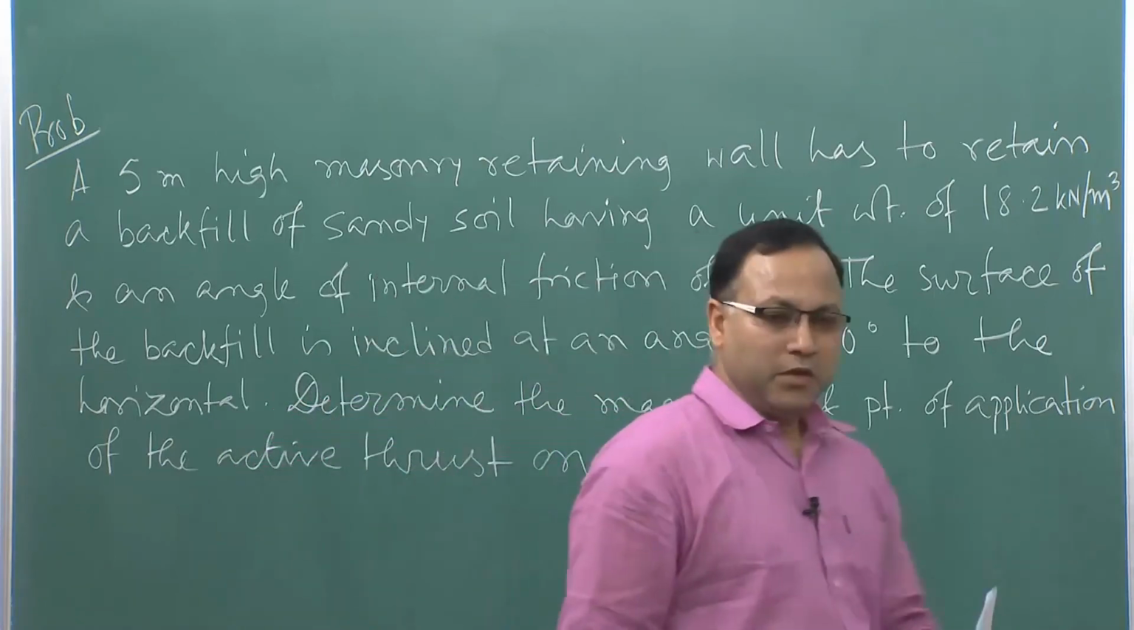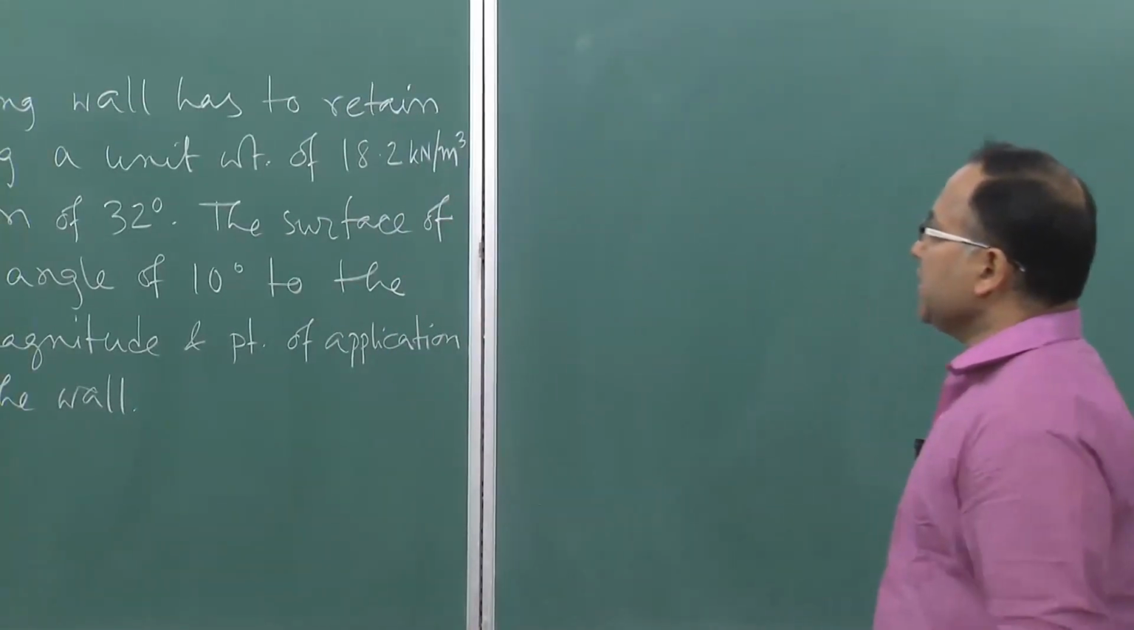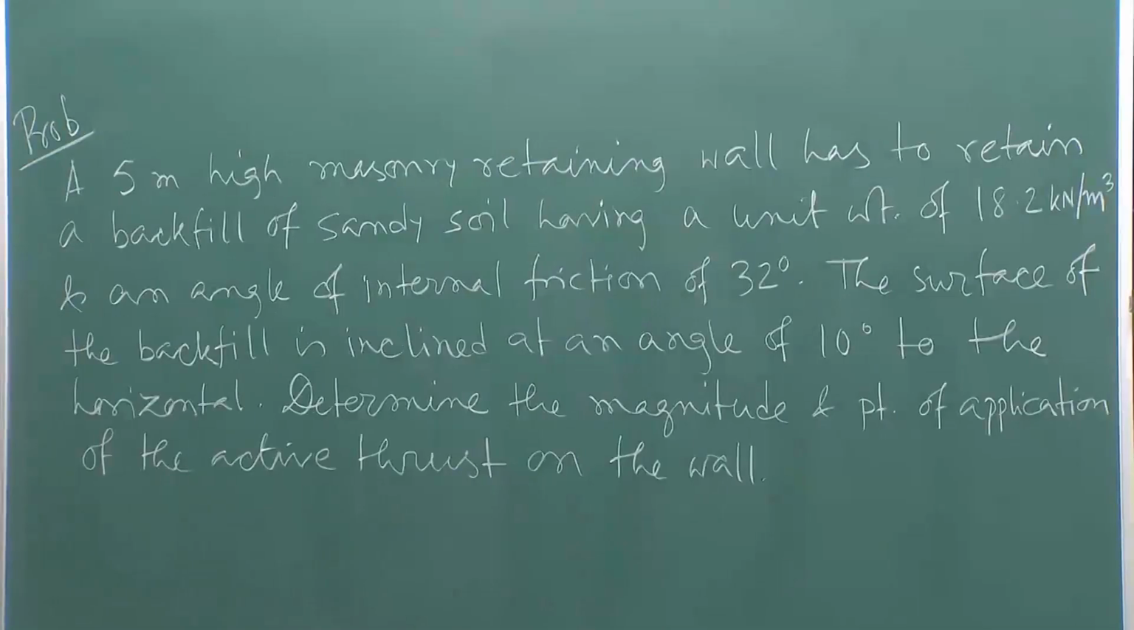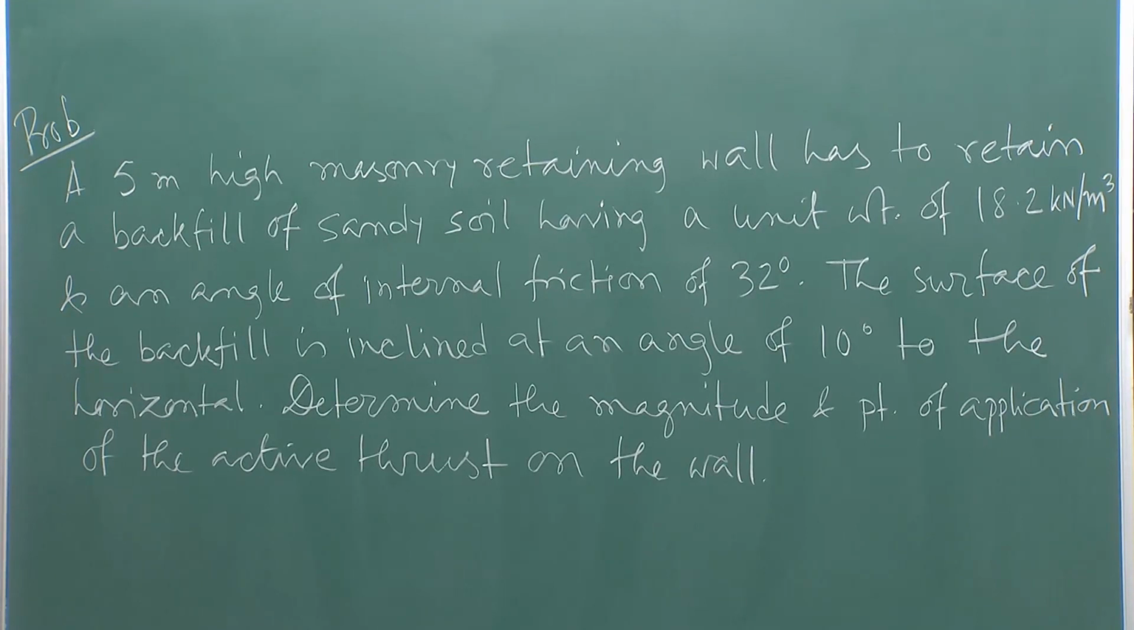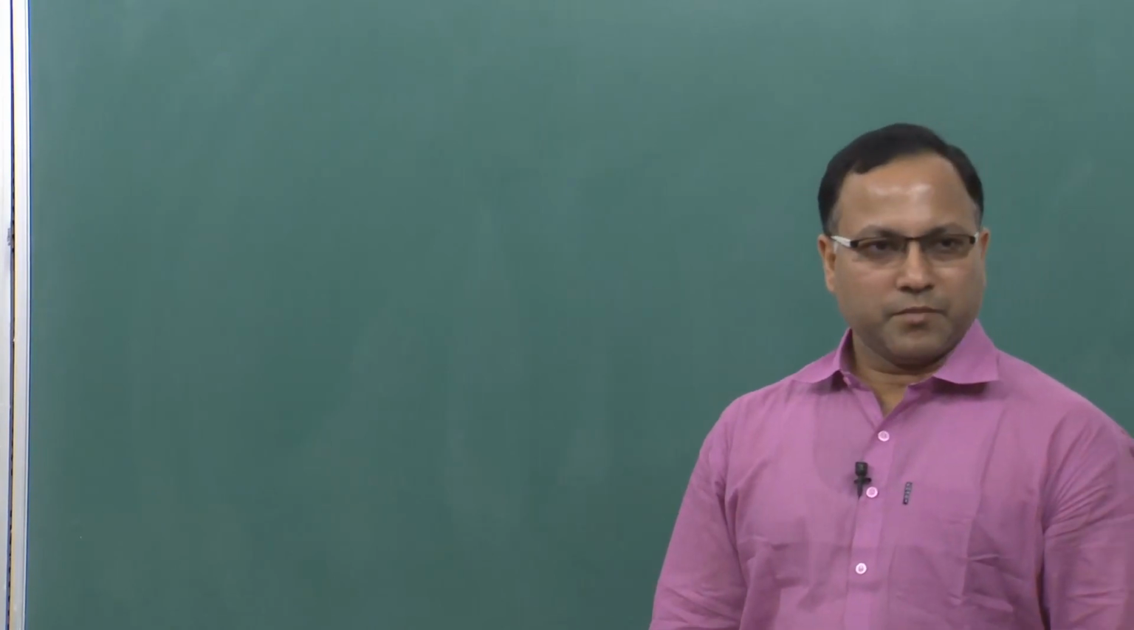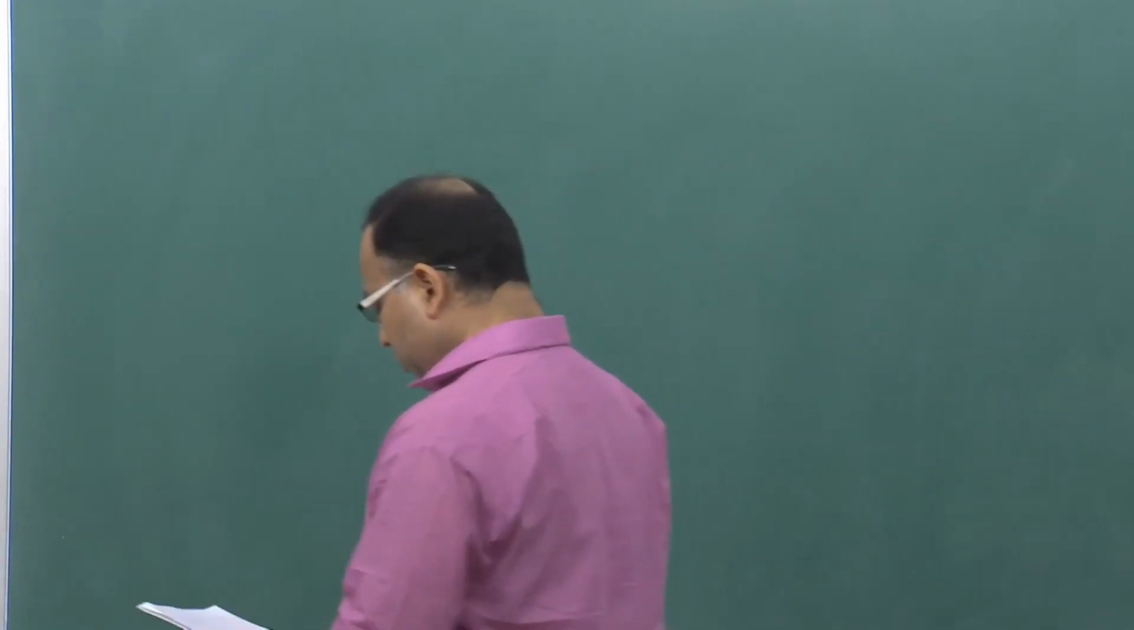Okay. So, this is the problem. The problem says that a 5-meter high masonry retaining wall has to retain a backfill of sandy soil having a unit weight of 18.2 kilonewton per meter cube and an angle of internal friction of 32 degree. The top surface of the backfill is inclined at an angle of 10 degree to the horizontal. Determine the magnitude and point of application of the active thrust on the wall. So, this is a kind of inclined backfill problem. So, solution.